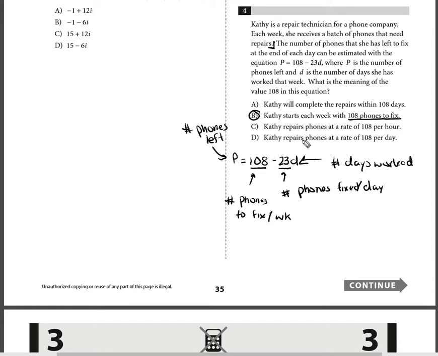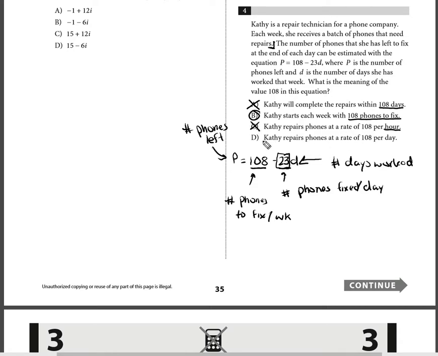Now let's look at the rest of them and see why they're wrong. A: Kathy will complete the repairs within 108 days. We know right here that she's fixing 23 per day that she's working, which means she's skipping a lot of days of work. That is most likely not the answer. Let's look at C. Kathy repairs phones at a rate of 108 per hour. Right here we clearly know it is 23 per day. So the per hour on top of the rate is completely wrong as well.